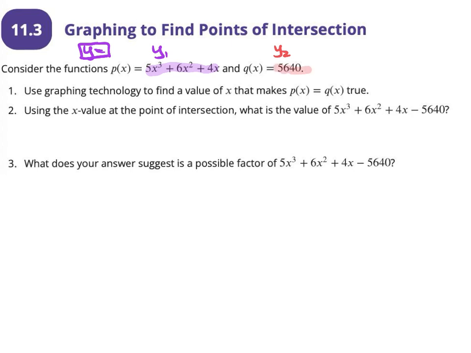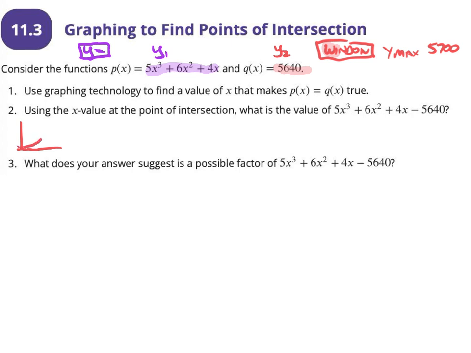Now, the problem is you will not be able to see the point of intersection. So if you want to see the point of intersection, you're going to have to hit the window button. The window button is at the top, right next to y equals. You're going to have to change y max to about 5,700, at least 5,700. Now this is going to make the top of the window very, very high so that you can see the point of intersection.